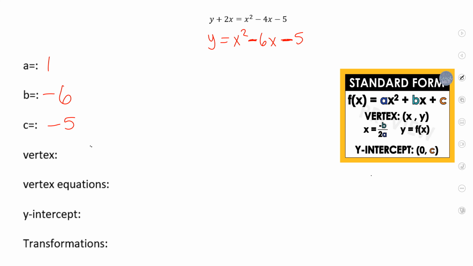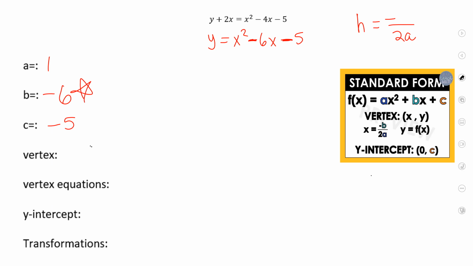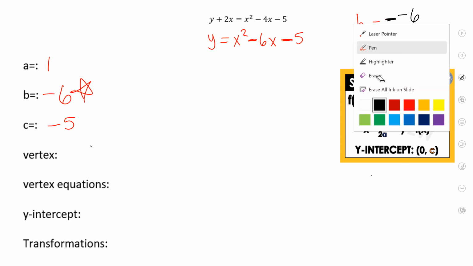All right, so remember the format that we learned yesterday. h equals negative b over 2a. That is our important formula. So my b value is negative 6. I'm going to use this negative 6. So I'm going to erase b, and what am I going to put there? Negative 6. Notice I did not delete this negative. The negative from the formula stays there. So now I have 2 negatives. I'm going to erase the a value. And what do I put? 1. So I'm going to put a 1 right here.